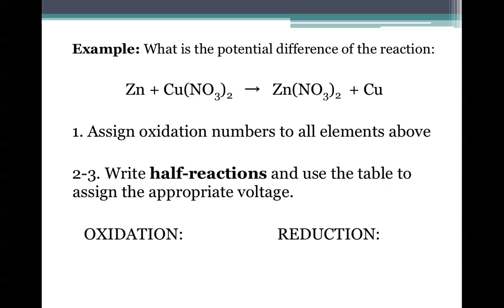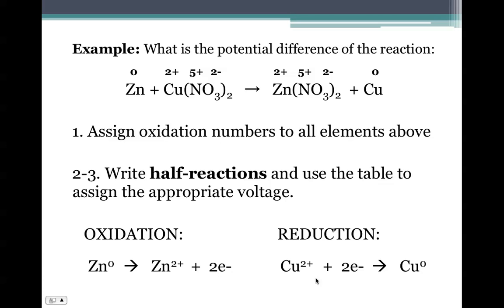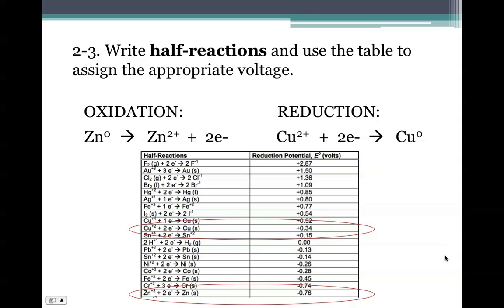So what is the potential difference of this reaction? Remember, we're going to first assign oxidation numbers to all the elements above. We're going to write the half reactions. So you can see that zinc is going from 0 to +2. Remember, oxidation is the loss of electrons. Those lost electrons are on the right. And then reduction is the gain of electrons, in which copper is going from +2 to 0. So now that we have our half reactions, we can use the table to figure out their volts.